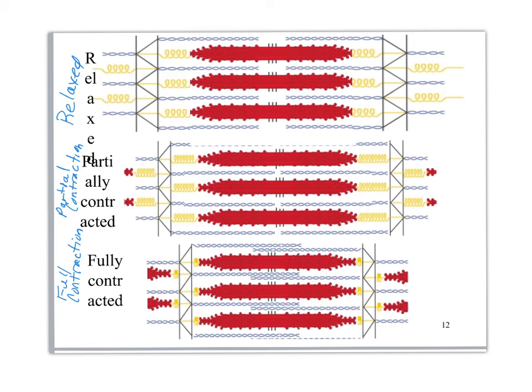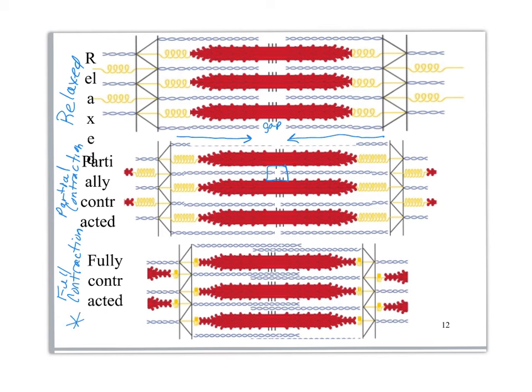Okay, so this is relaxed. Now here we're going to look at partial contraction. And what has happened is that this pulled towards the center, and you can see the Z discs are closer together. You can also see right here that the gap between the thin filament and the thick filament is much less. So it's pulling towards the center.